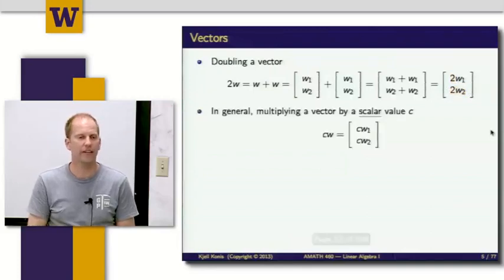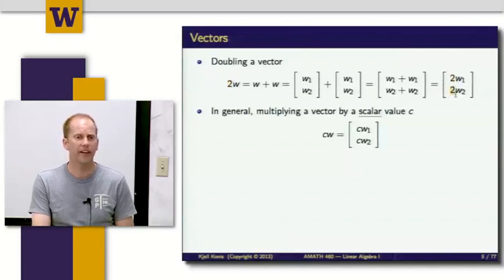And so in general, I'm going to do the same thing. So this scalar here that I put in front of the vector just ends up getting multiplied into each component of the vector. So when I define multiplying a vector by a scalar, so here this value c is a scalar value, some real number, then the answer is just going to be c times the first component and c times the second component.